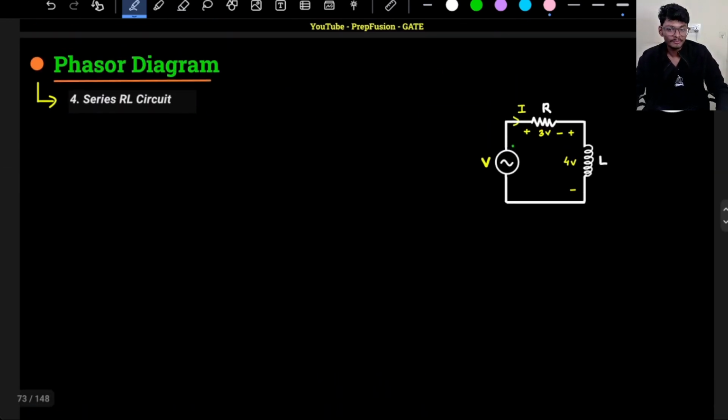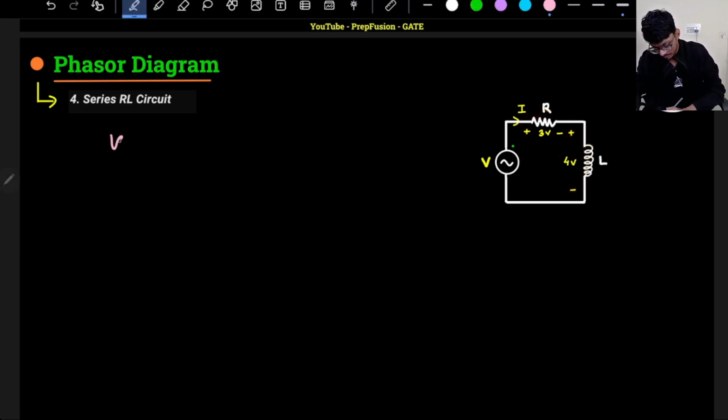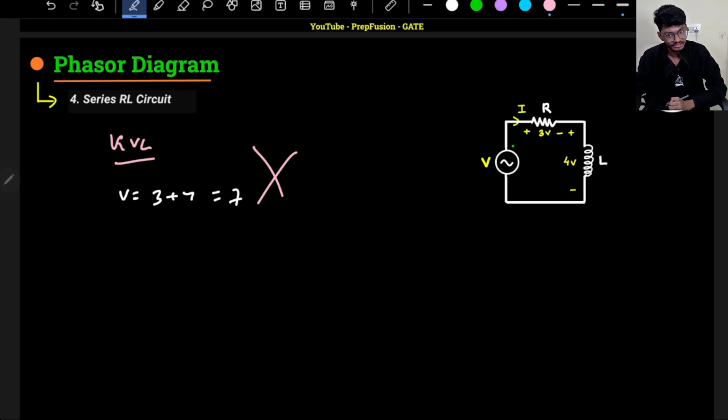Now, one very simple basic question you will have doubt about. Let's say this voltage is 3, this voltage is 4. Then if you apply KVL, you know KVL is the sum of the voltages, so you directly write here that your V will be equal to 3 plus 4. That will be equal to 7, and this will be absolutely wrong. Is KVL incorrect? No, KVL is correct. What is incorrect is that you are simply doing the algebraic sum.